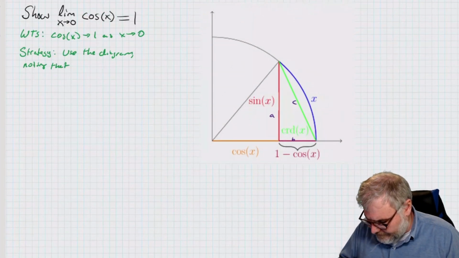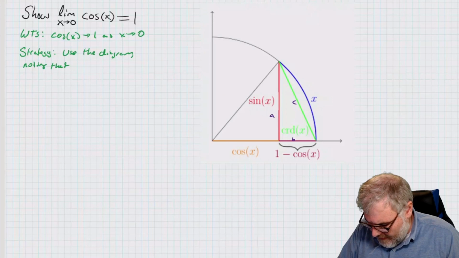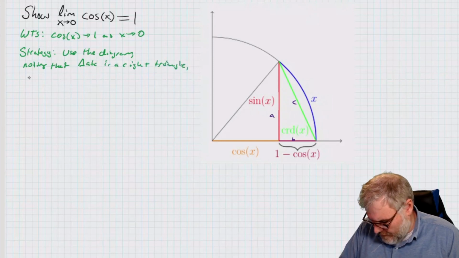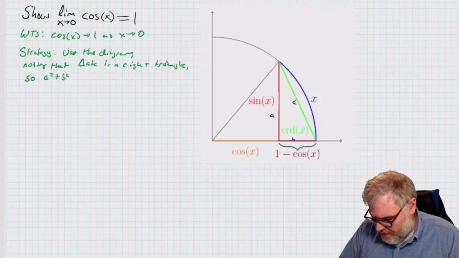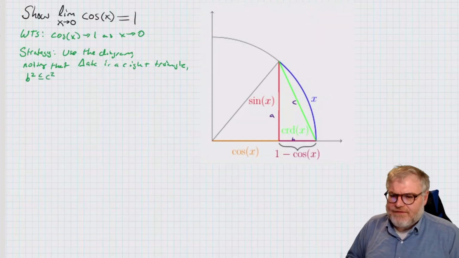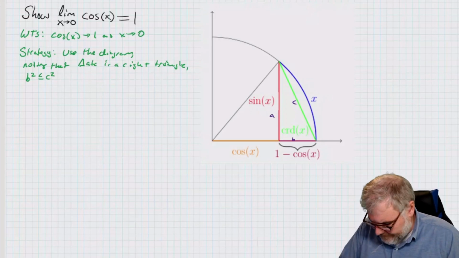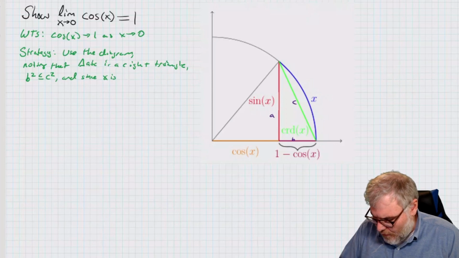Noting that the triangle formed by this ABC bit is a right triangle, a squared plus b squared equals c squared, so b squared is less than or equal to c squared. That's going to give us that b is less than c. And c here is the chord for x.